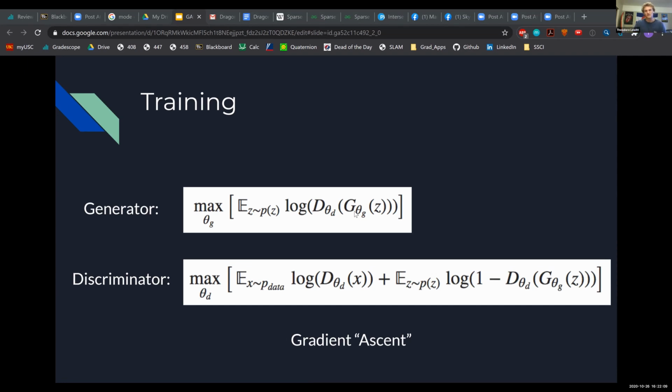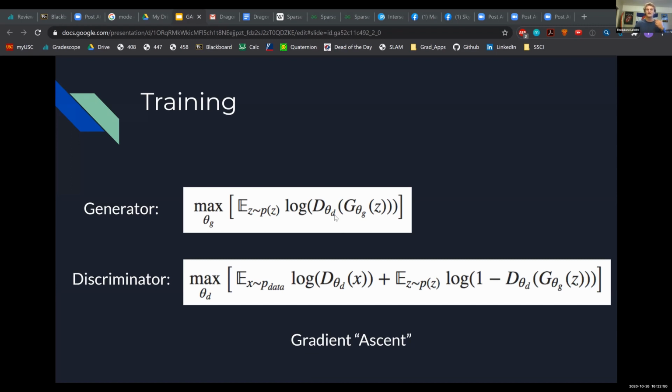And then D of G of Z is going to be what your discriminator thinks of your fake image. That's going to be a number between 0 and 1, and you're going to want to maximize it, which is why you have this maximizing term. And you're not trying to maximize each one, you're trying to maximize the expectation. So looking at all of the possible random numbers it could be, let's look at all of them, sort of summing up all the different examples we see. Let's see how well we can fool the discriminator by maximizing the value it outputs.